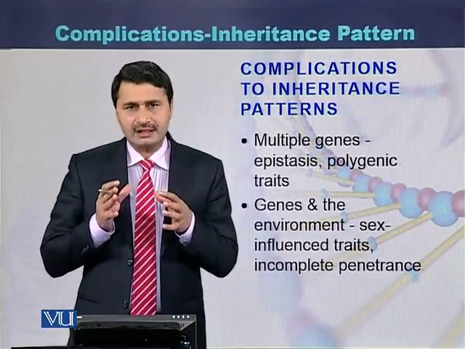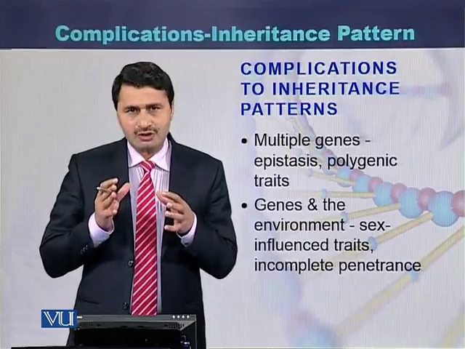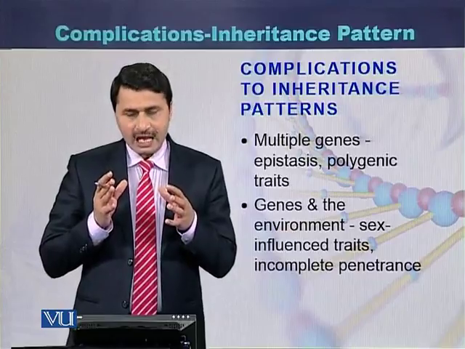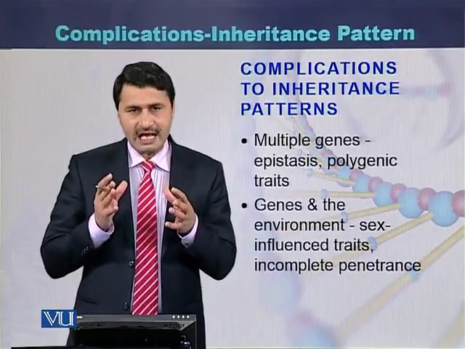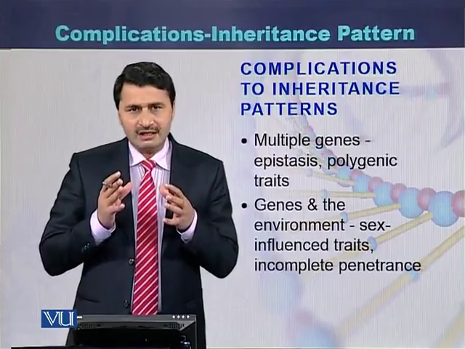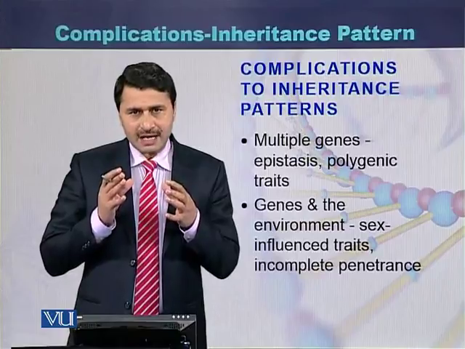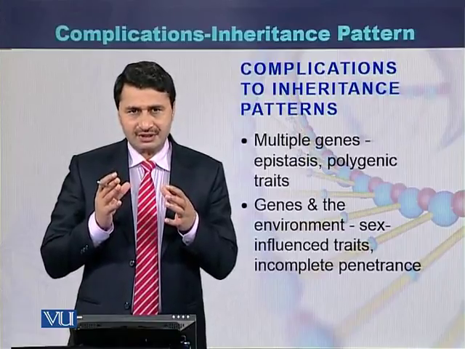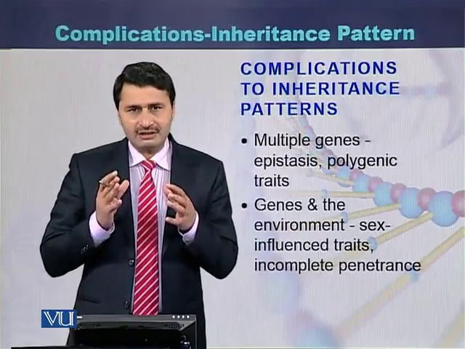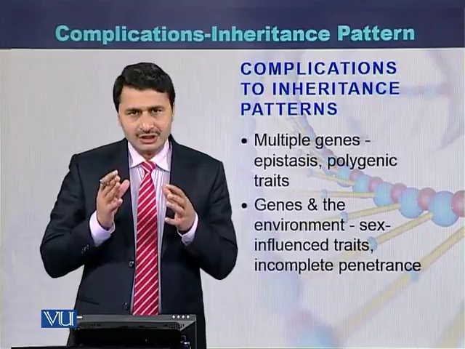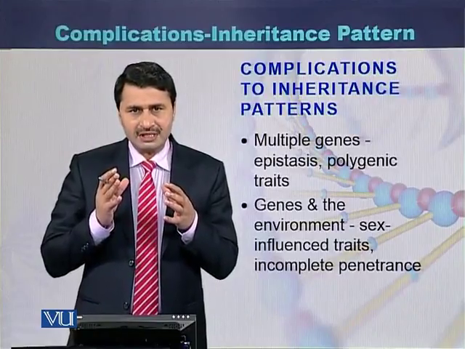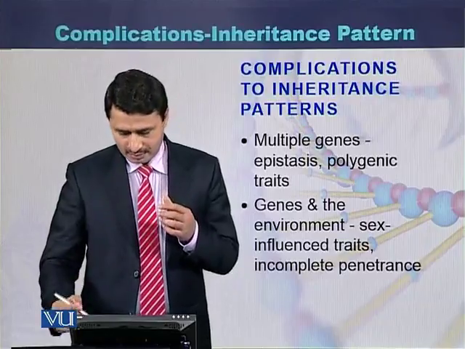Complications to the basic inheritance patterns are also seen in the case of multiple alleles. In the case of multiple alleles, epistasis has been seen, and polygenic traits are also complex phenomena where understanding the pattern of inheritance becomes difficult. The same is true for gene and environment, where there is an effect of both genes and environment. The pattern of inheritance of the diseases becomes difficult to understand.